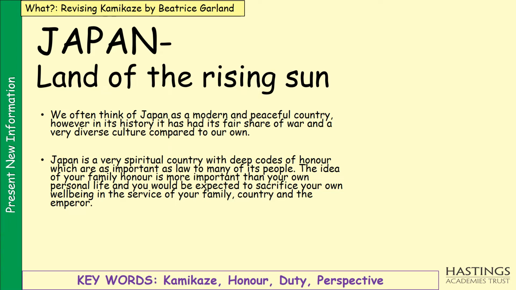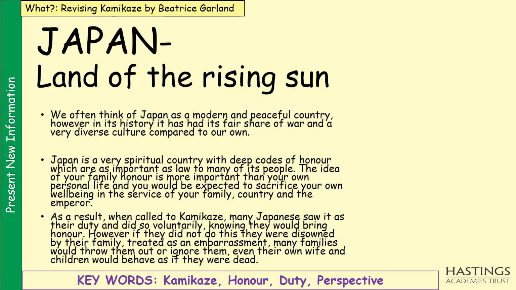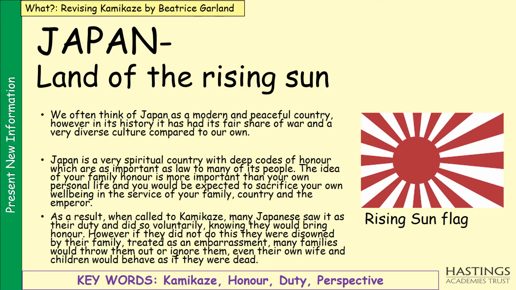Okay, so that idea of honour and having a moral duty to be honourable, so if that meant taking your own life, then they had to do it. As a result, when called to kamikaze, many Japanese saw it as their duty, and they did so voluntarily, knowing that they would bring honour to their family, to their community. However, if they didn't do this, they were disowned by their family, treated as an embarrassment, and many families would throw them out or ignore them, even their own wife and children would behave as if they were dead. So it was very important for them to fulfill their honour and their duty. This is a rising sun flag, which is the Japanese flag of their military.